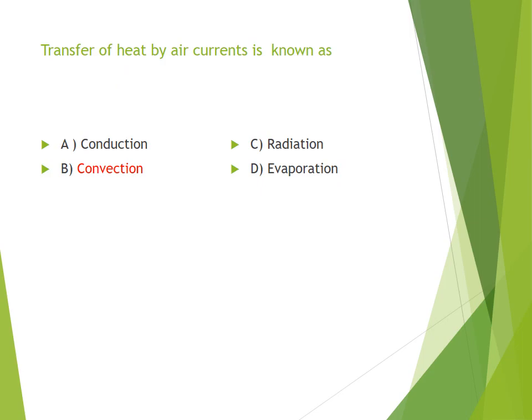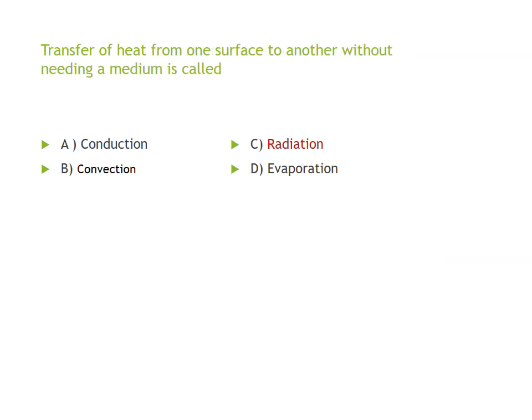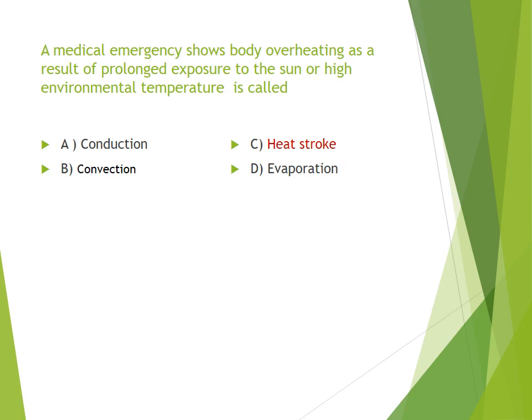The process of transfer of heat by air current is known as A. Conduction, B. Convection, C. Radiation, and D. Evaporation. Right answer is convection. The process of transfer of heat from one surface to another without needing a medium is called A. Conduction, B. Convection, C. Radiation, and D. Evaporation. Right answer is radiation.